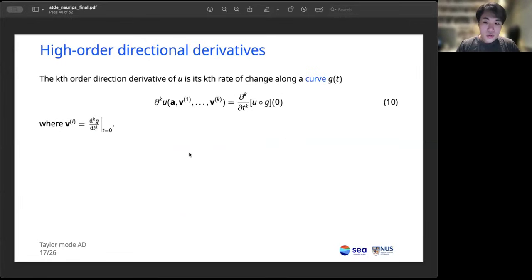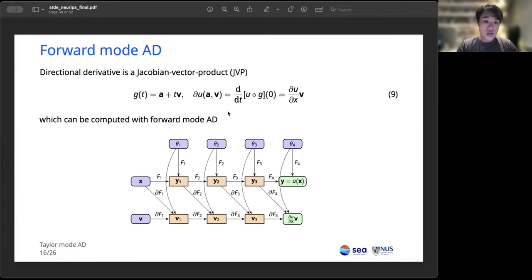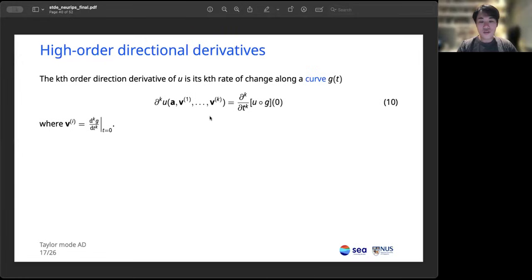Just now we've been thinking about the directional derivative as how the function changes along a straight line. In general, we can think of the rate of change of a function along a curve. The straight line has only first order derivatives, but in general you can have up to kth order derivatives because it's a space curve. Here I'm representing it as v1 to vk. And you can consider not only the first order rate of change, but up to the kth order rate of change. This is the generalized high order directional derivative operator.